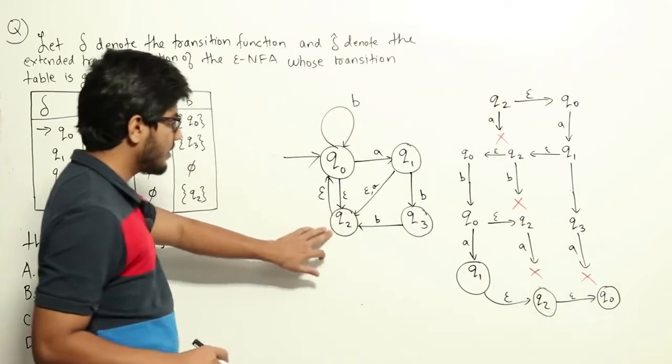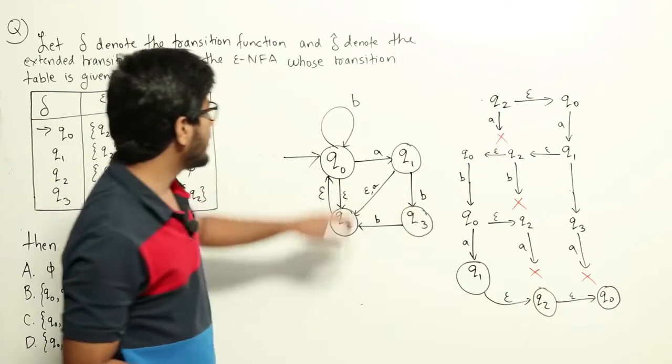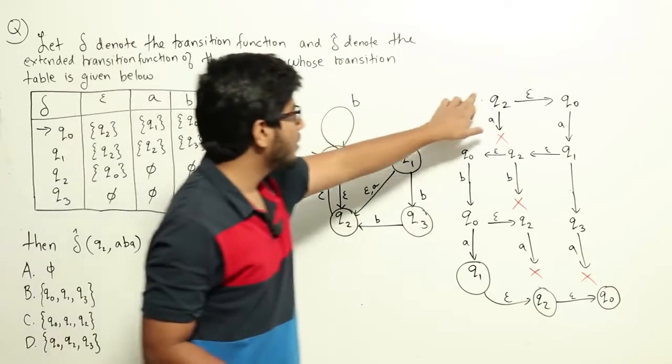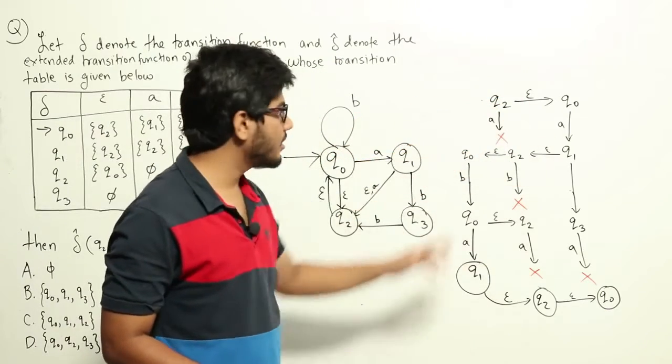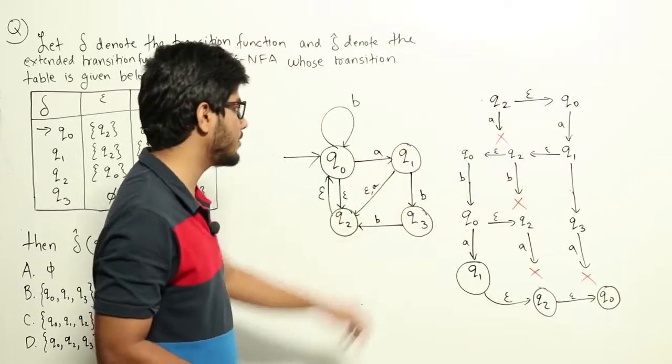So currently we are in state Q2. Now we need to find del cap, which is the extended transition function. So whichever transition we can take using epsilon, that is, all the states we can go to using epsilon transition, that also we need to include.